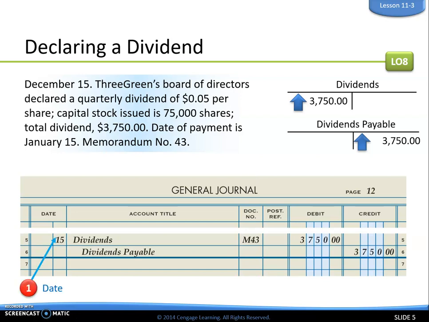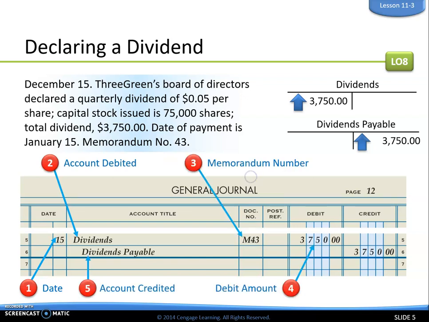So this will go into our general journal and it simply will start with our date. We're going to debit our dividends. We have our memorandum number and then we have our credit to our dividends payable. This account is a liability because we've just declared the dividend, or the corporation has declared the dividend. We have not actually paid out that dividend.